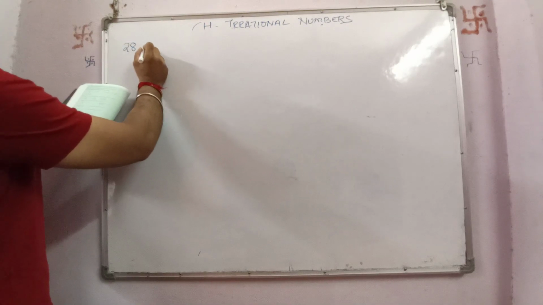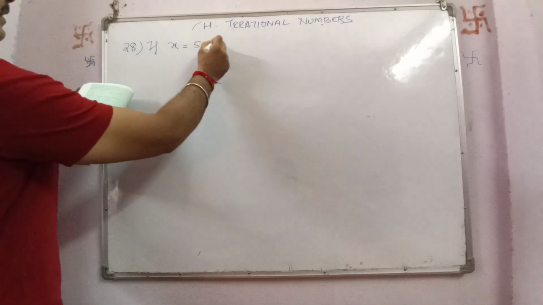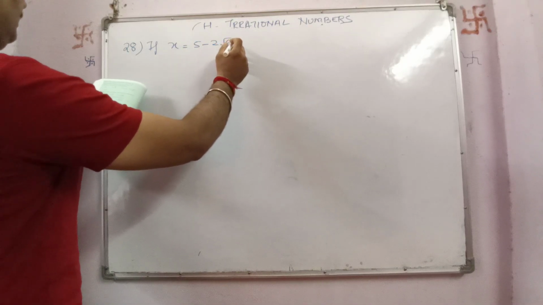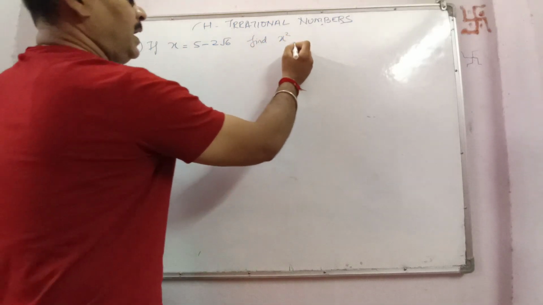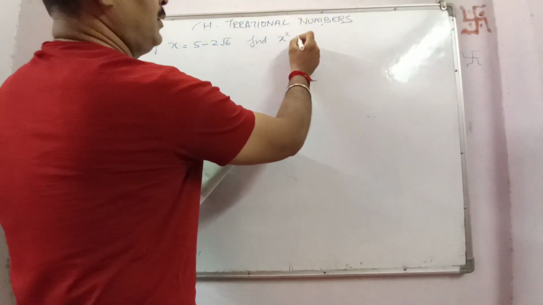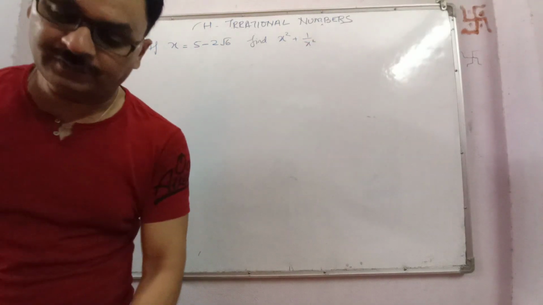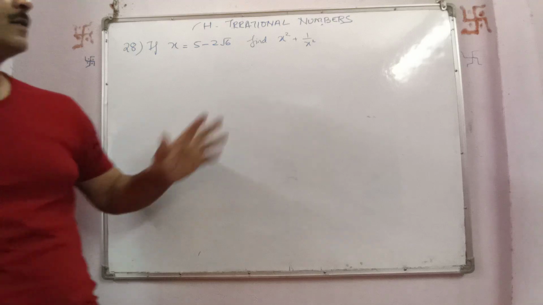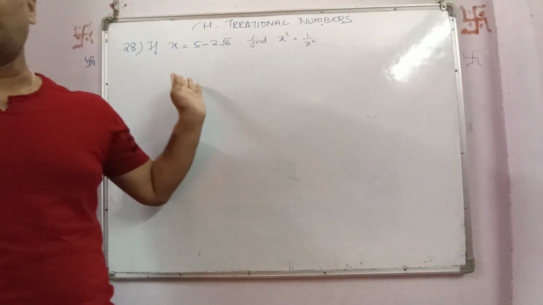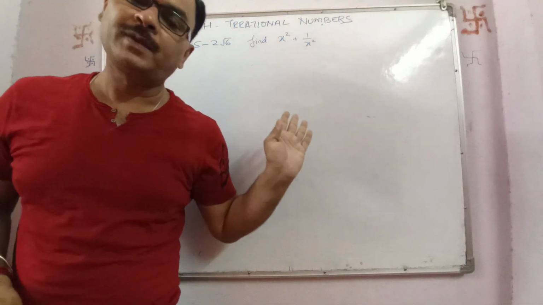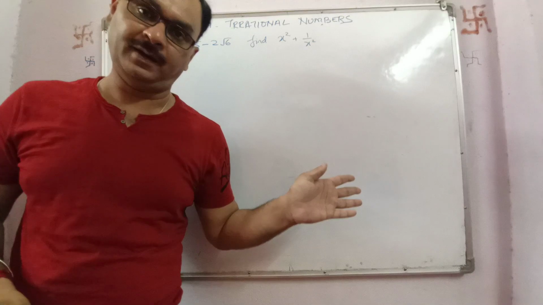Question number 28. If x is equal to 5 − 2 root 6, now find the value of x² + 1/x². Now students, this question is not simple. We cannot find it directly, or if we are going to do that, it will take a lot of calculation and time also. And we all know that during exam time, time is our worst enemy.